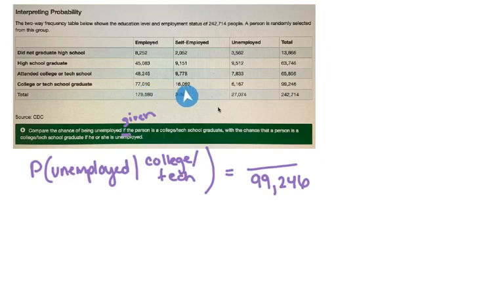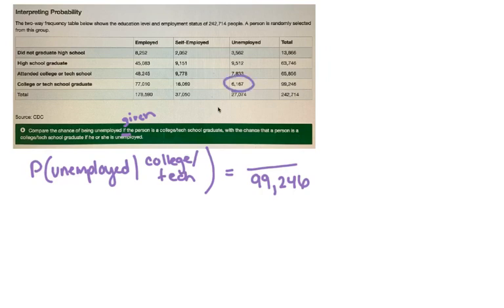So I'm going right over here to unemployed. This is where the and part of the formula comes from, because this spot right here is the intersection of college or tech school and unemployment. So that's where that comes from. But it's really because now we're just looking at only college or tech school graduates. We changed our sample space when we changed our condition. So that's where that formula comes from.